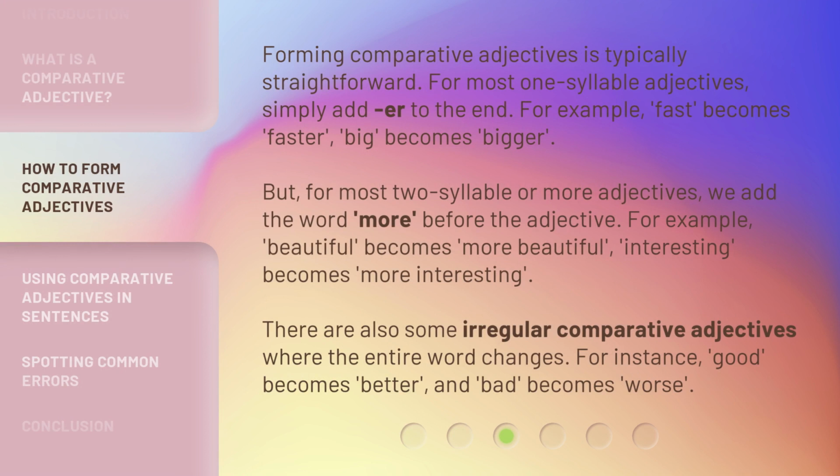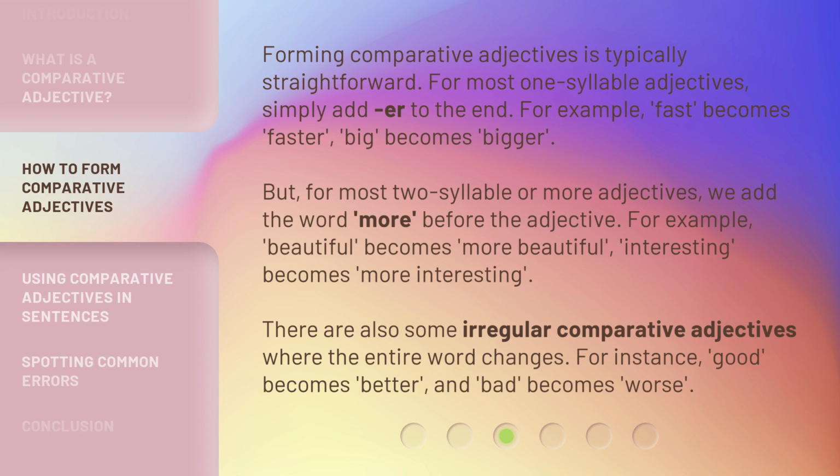Forming comparative adjectives is typically straightforward. For most one-syllable adjectives, simply add "er" to the end. For example, fast becomes faster, big becomes bigger.